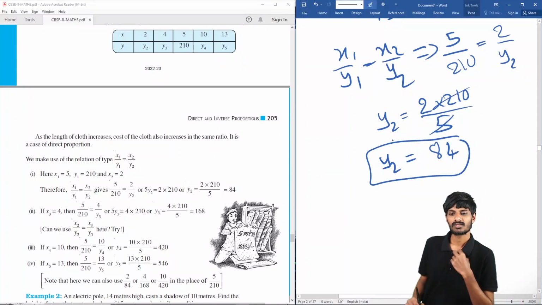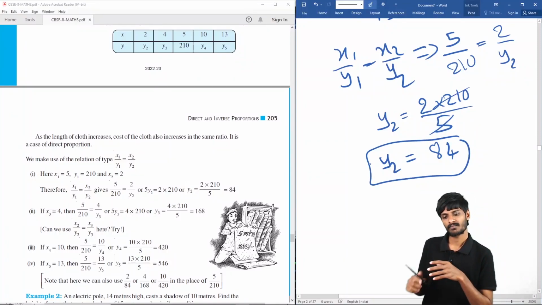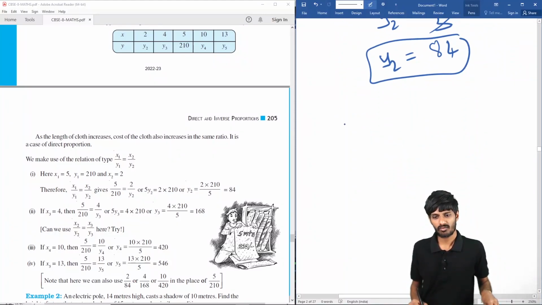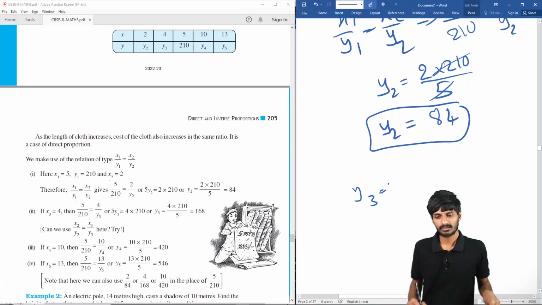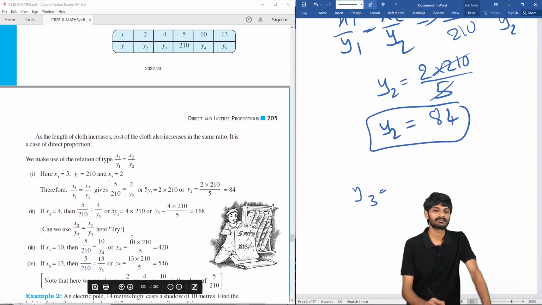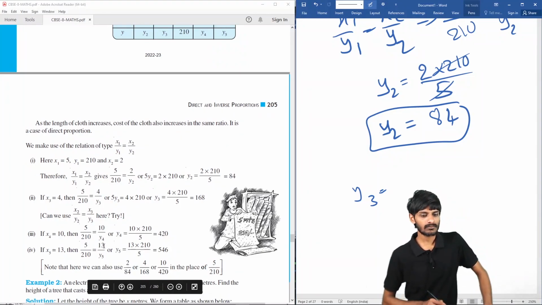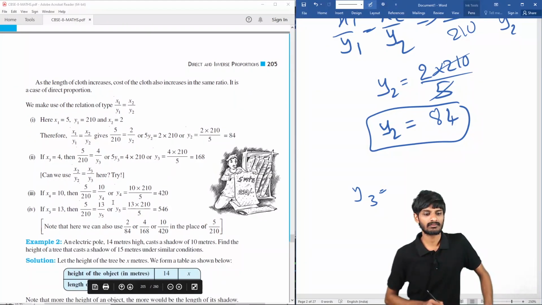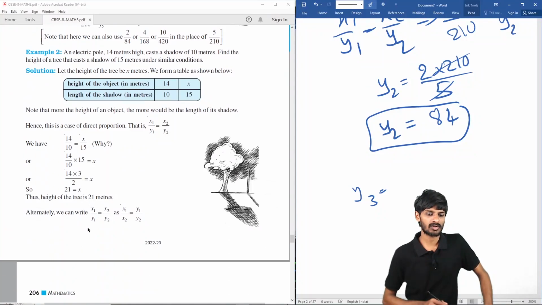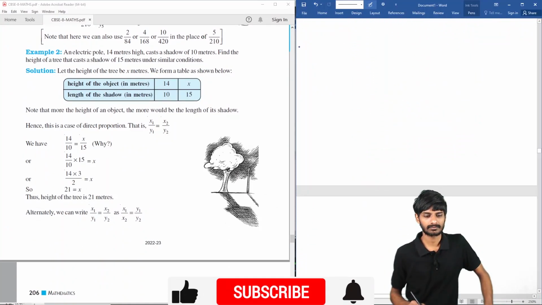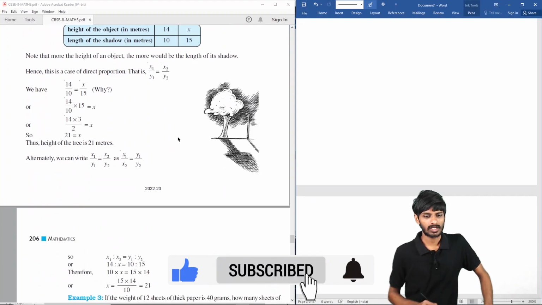Okay, students. So like that, you have to do these things. And the same situation for y3. For y3, you compare it and you will get 4 into 210 by 5, and for y4 it is 10 into 210 by 5, and for y5 it is 13 into 210 by 5. Like that, you have to do these problems, friends. Okay, next, you can do this, students.